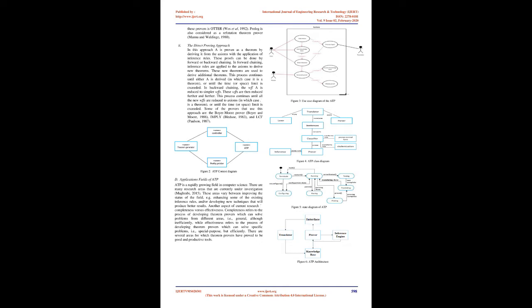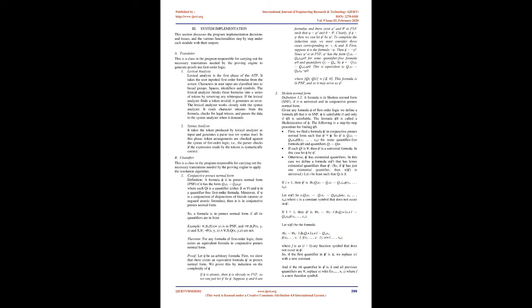Refutation is a process in which the negation of WFF A is added to the axioms of the theory, and then inference rules are applied to derive some contradiction. This contradiction indicates that ¬A is unsatisfiable, which proves that A is a theorem. Many theorem provers use refutation as their proving approach. They use various versions of resolution as their inference rules. An example of these provers is Otter, Wos et al., 1992. Prolog is also considered a refutation theorem prover, Manna and Waldinger, 1980.